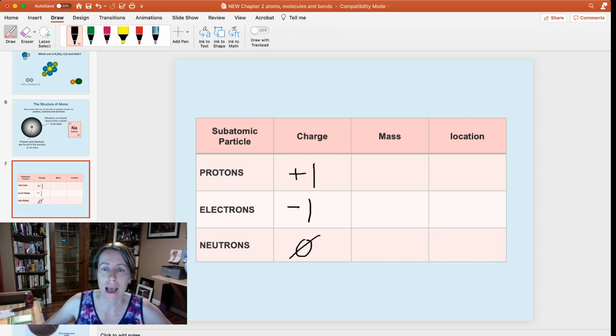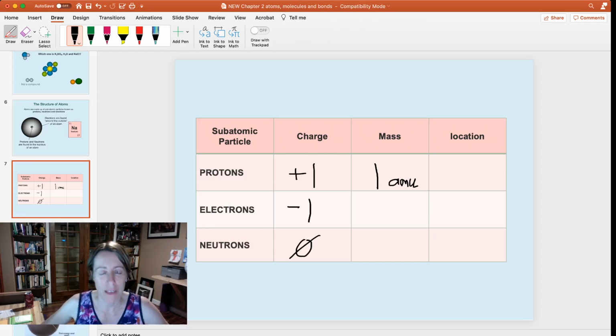Now, mass. How big and heavy are these tiny particles? Well, relative to each other, protons have a mass of 1, and the unit we use is something called an atomic mass unit. The unit really actually isn't important. It's the only time in this class where you'll hear me say the unit isn't important. So we're going to think of protons having a unit of 1.